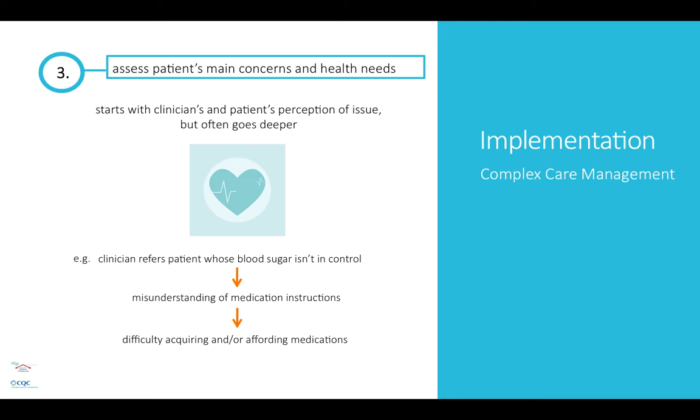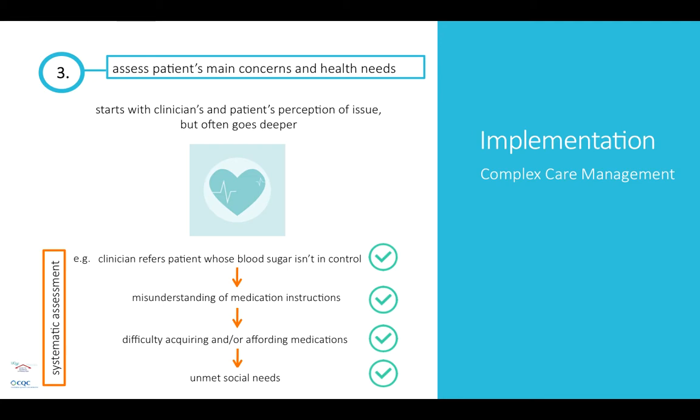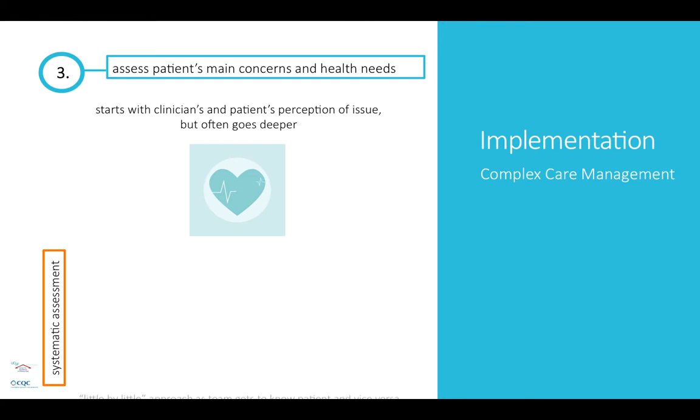Similarly, a complex care manager might receive a referral for someone for one condition, but discover that depression or unmet social needs are getting in the way of caring for that condition. A systematic assessment allows the complex care manager to identify and address such issues. The assessment is often done little by little as the complex care management team gets to know the patient.